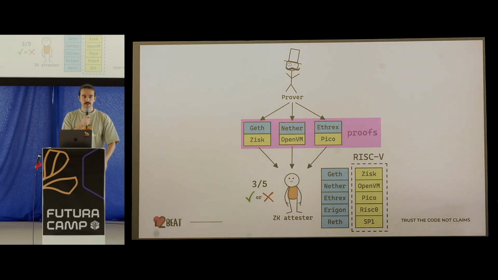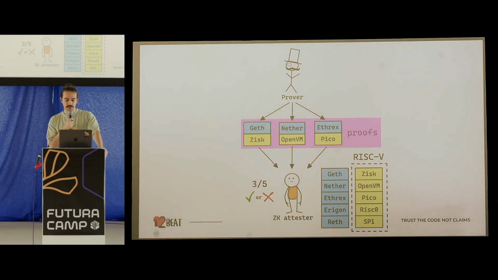The first one is we want diversity of the ZK VMs. These are the RISC-V virtual machines that will be ZK proven. And there will be multiple of them. For example, one can be Zisk, as Jordi presented. It can be OpenVM, it can be Pico. There are multiple ones. And then, on top of these RISC-V machines, you run an Ethereum client. And we also want diversity of these Ethereum clients. So this can be Geth, this can be Nethermind, this can be Ethrex, Erigon, whatever.